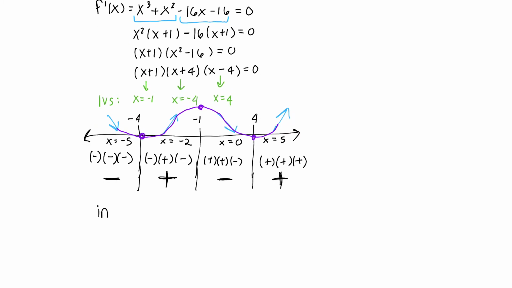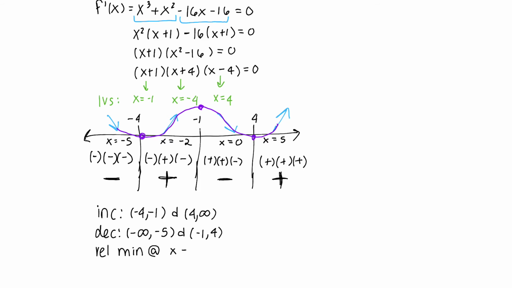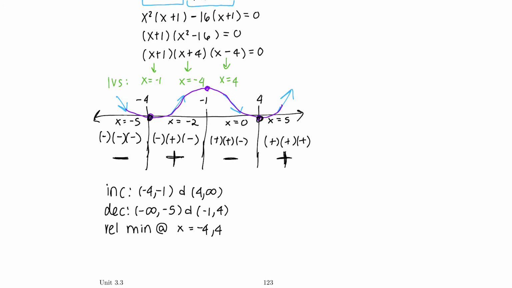So we are increasing on the places where it's positive. So from -4 to -1, and from 4 to infinity. We are decreasing from -infinity to -5, and from -1 to +4. There's a relative min at x equals -4 and at x equals +4, right here and right here, and a relative max at -1.